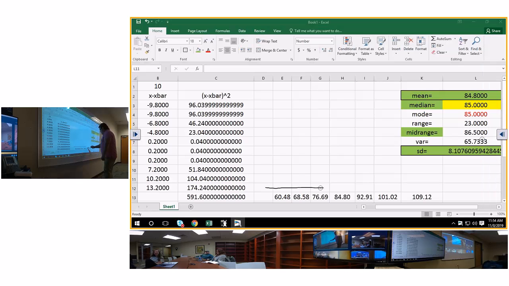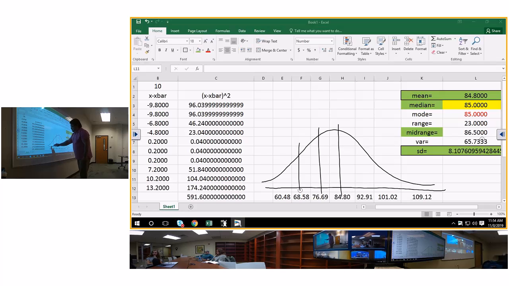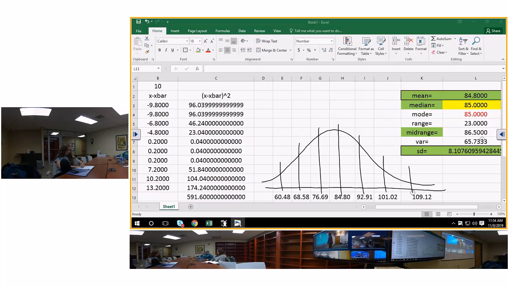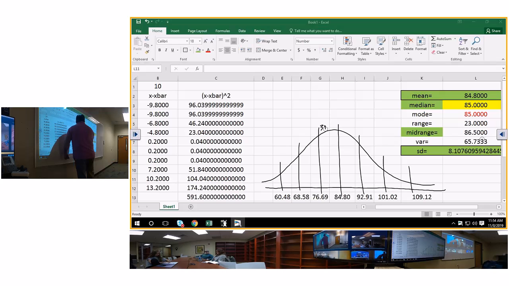All right, here we go. There's our handy dandy curve. Our middle. And we've got 34% here, 34% here, 13.5% here, 2.35% here, 0.15% here, 13.5% here, 2.35% here, 0.15% here.